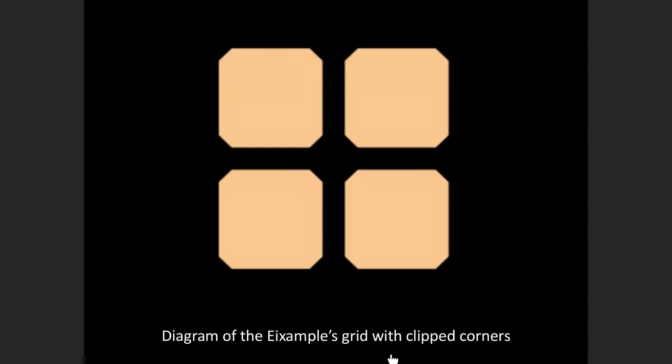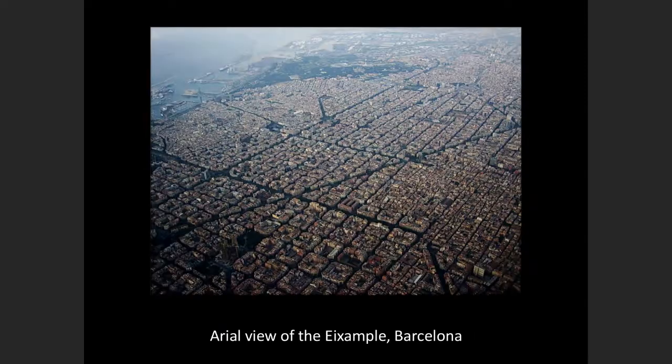Barcelona is one of the most unique cities in its layout because it has this city grid with all these clipped corners. So here's an aerial view of the Eixample. If you look at the far top, you can see the grid. This area, sort of the top left, is very random.